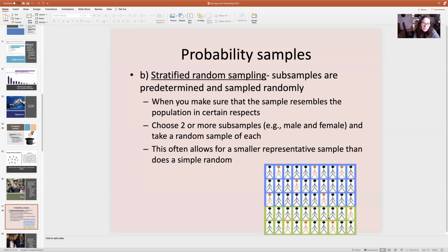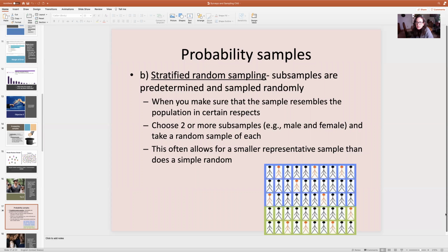So another type of random sample or probability sample is called a stratified random sample. And this is pretty much the same thing as a random sample, except you have several hats. So what you do is you determine some subsamples in a predetermined way before you do the sampling, and then you sample randomly from those subsamples. So you want to make sure, again, that the sample represents the population in certain respects.